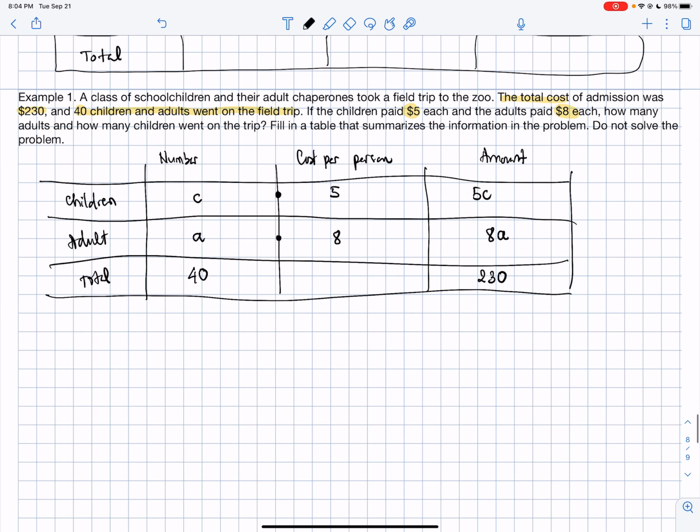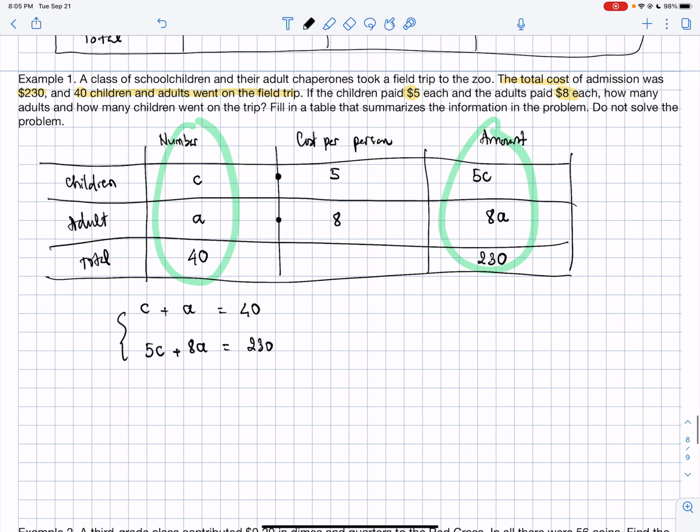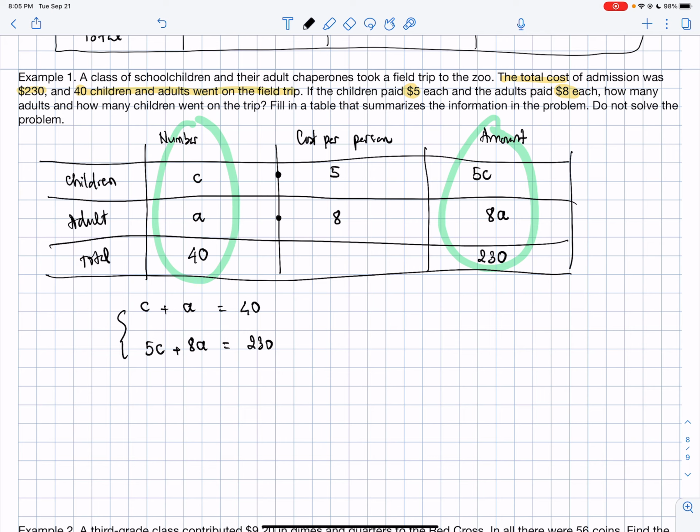Then how do we set up the equation? We will use this column and this column to set up the equation. So the number of children plus the number of adults is equal to 40, and the amount the children pay plus the amount the adults pay, in total, will be 230. This is the total cost that the whole group needs to pay. And that's it. That's how we set up the problem. We are not asked to solve, so we just stop here.